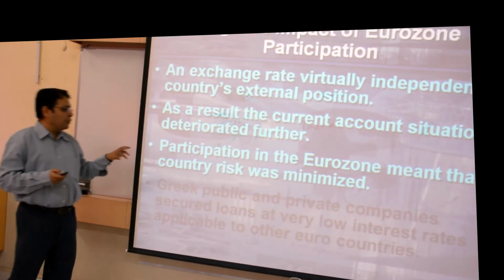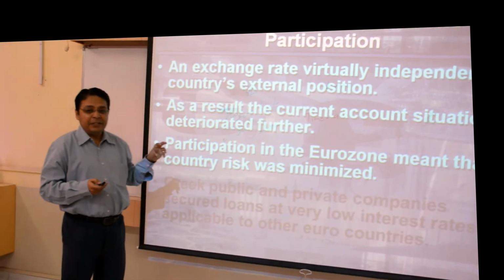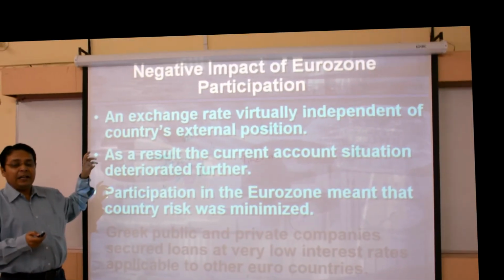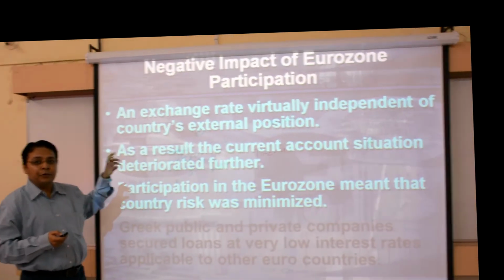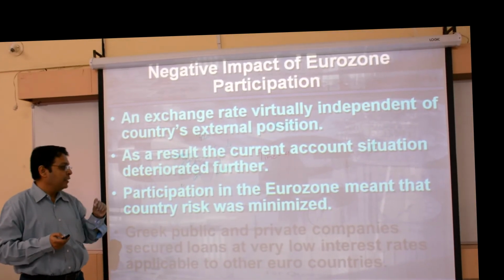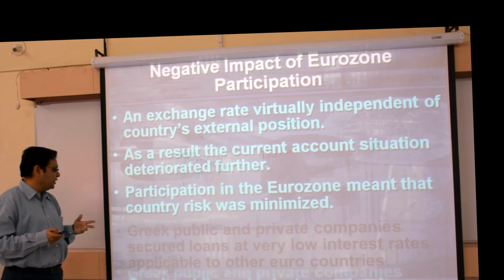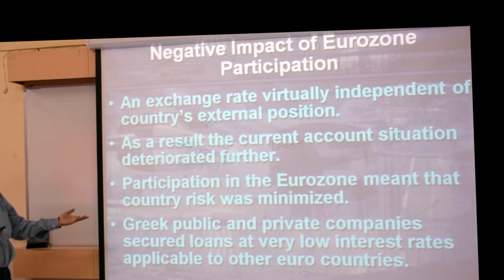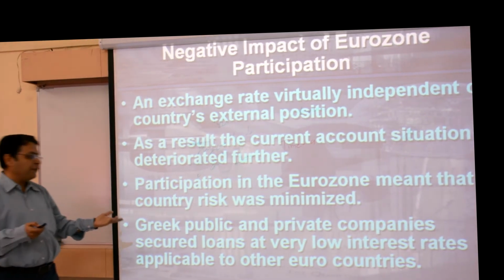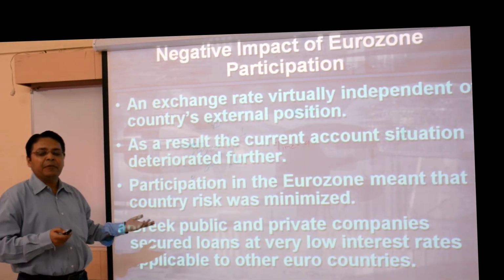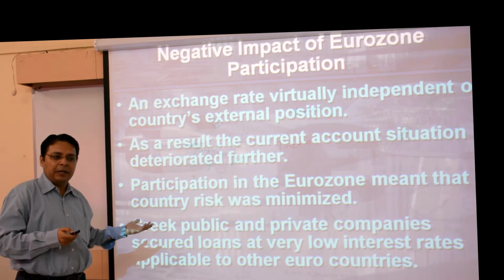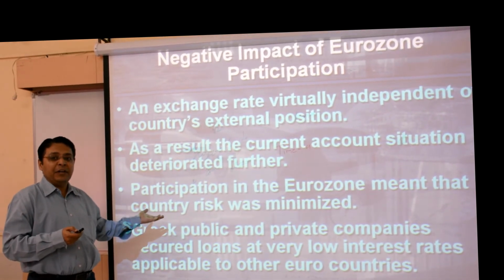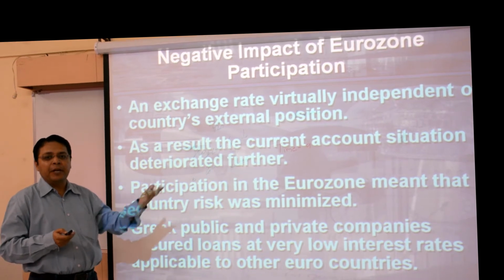Participation in the eurozone meant that country risk was minimized. Being a part of the eurozone, Greece was taken as an entity of the eurozone rather than a single country in itself. So the country risk was also minimized, and therefore all the public and private companies of Greece could secure loans at very low interest rates, which were applicable to other euro countries, because the country was seen as not as risky as it individually was. It was a part of a big conglomerate.